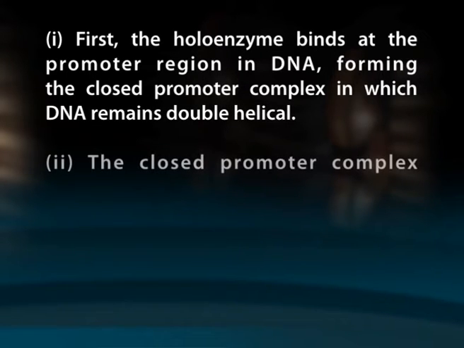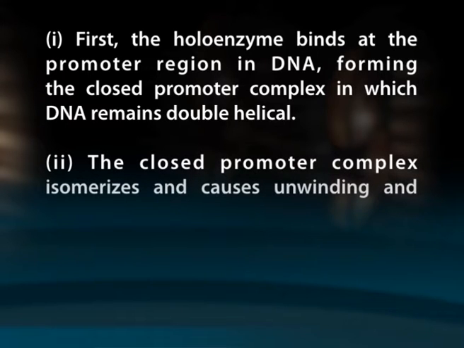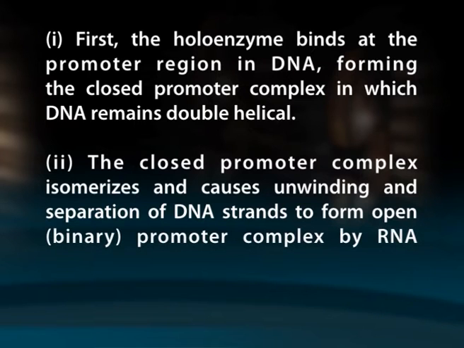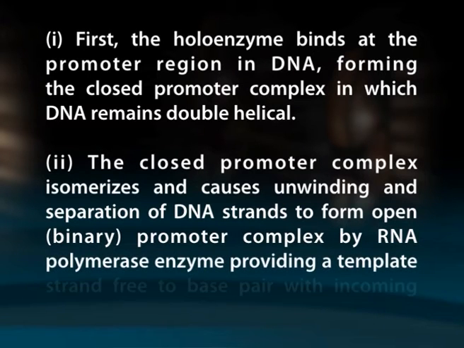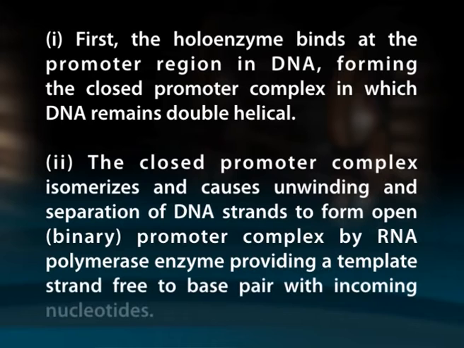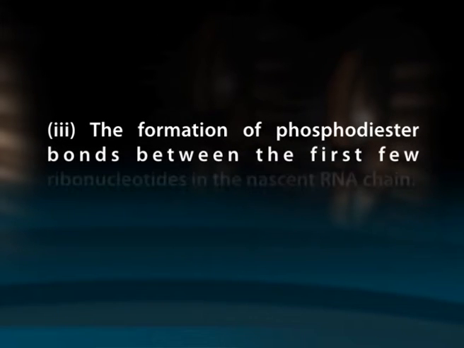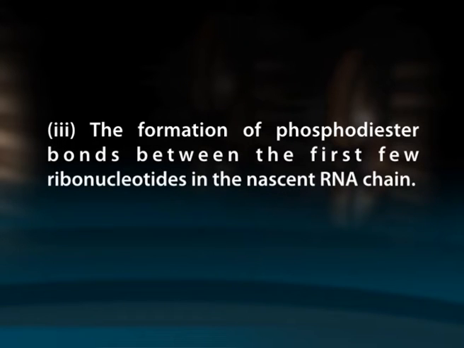helical. Secondly, the closed promoter complex isomerizes and causes unwinding and separation of DNA strands to form open, that is binary promoter complex by RNA polymerase enzyme, providing a template strand free to base pair with incoming nucleotides. Finally, the formation of phosphodiester bonds between the first few ribonucleotides in the nascent RNA chain takes place.